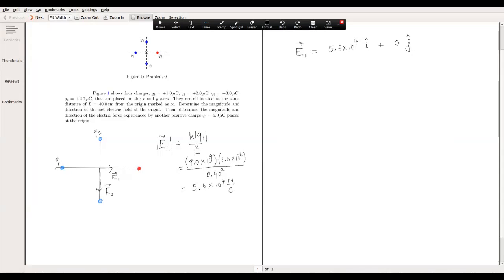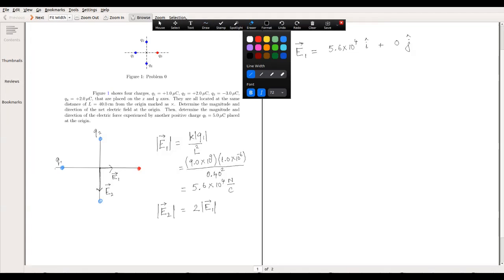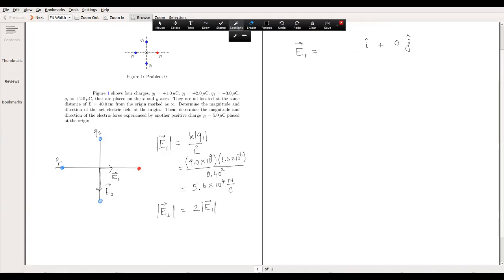So E2 clearly is 2 times the magnitude of E1. So if it is 5.6, that will be 11.2 times 10 raised to 4. So it is good to actually go back and write this as magnitude of E1, because everything it seems like can be expressed in that form.